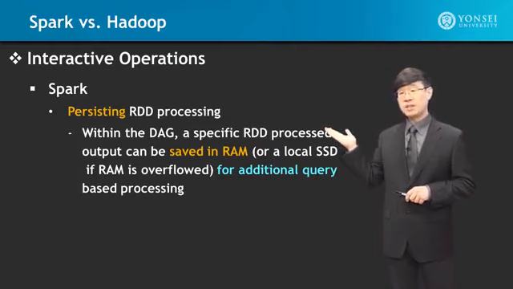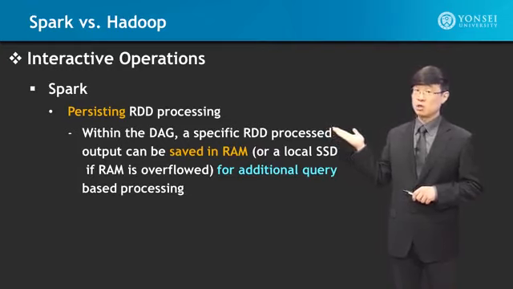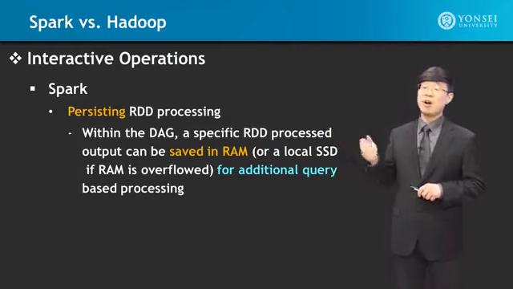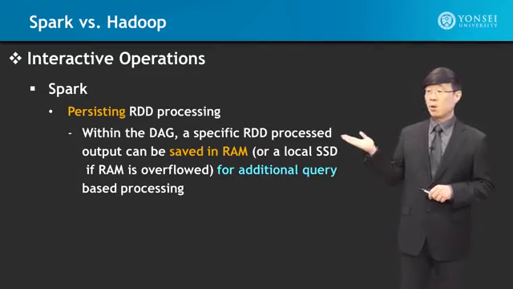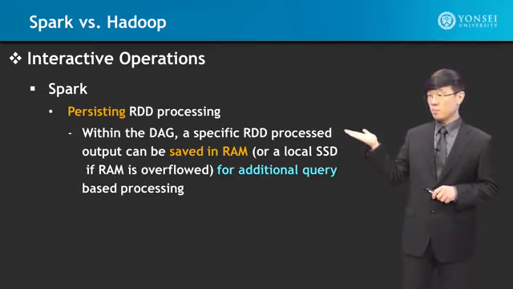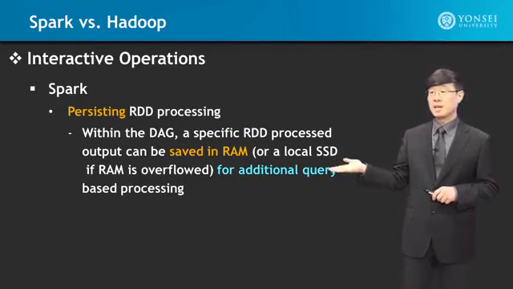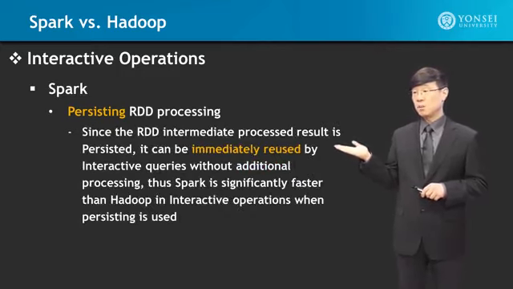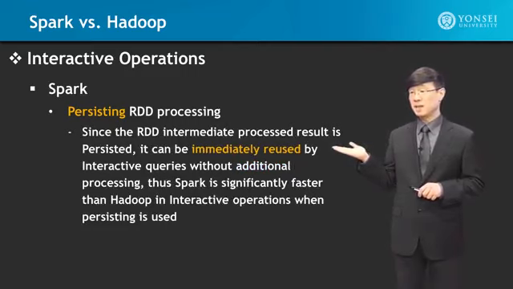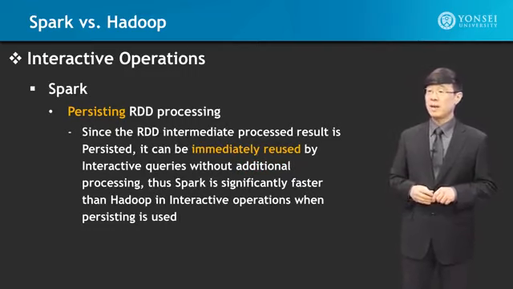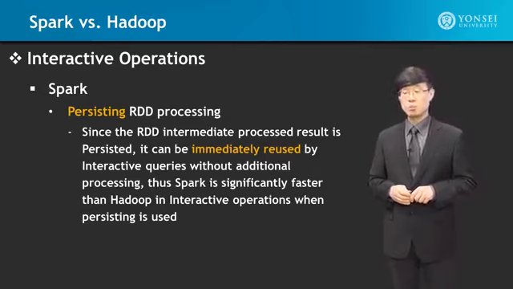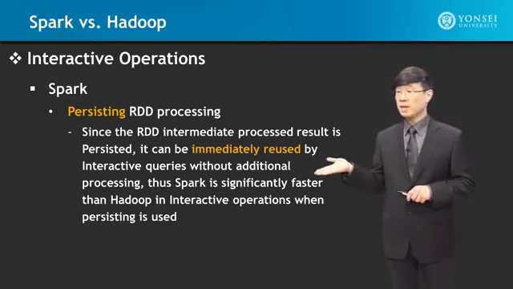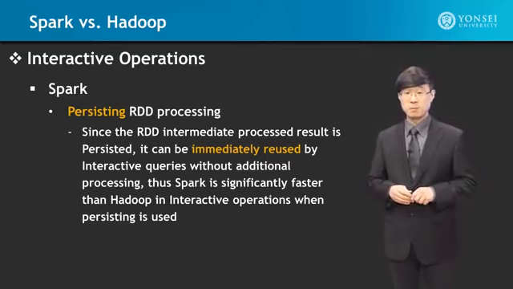One of the key factors that makes it so fast, in addition to using RAM, is persisting RDD processing. Within the DAG, a specific RDD processed output can be saved on RAM, and it can be used for additional query-based processing. Since the RDD intermediate processed result is persisted, it can be immediately reused by interactive queries without additional processing. Thus, Spark is significantly faster than Hadoop.